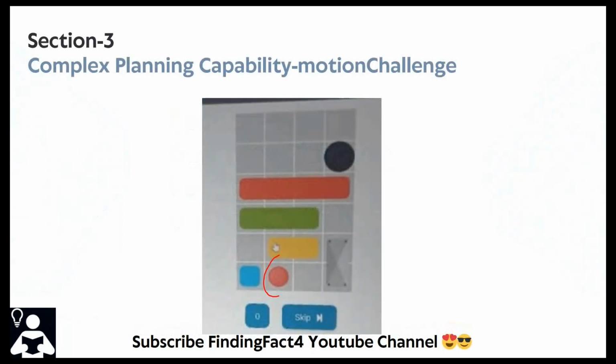Here we observe that the source has to move to the destination. This is the destination, and this is the source, as well as this is the destination. We need to move these bars in order to go to the destination. This is the number of moves that are being used.